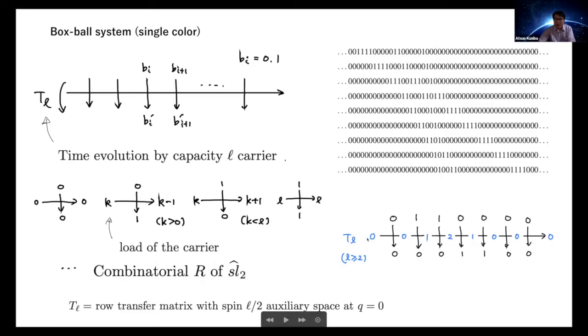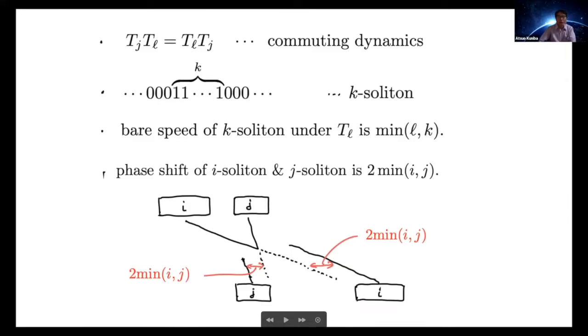And T_L, for example, in the solvable lattice model language is a transfer matrix with spin L/2 auxiliary space at q equals 0. These aspects have been explained many times in this workshop, I think. Okay, and those time evolutions are commuting.